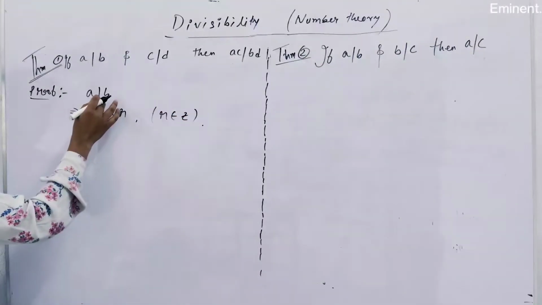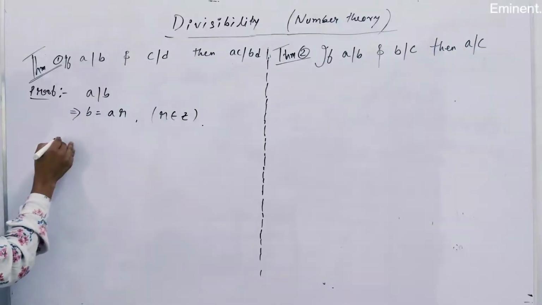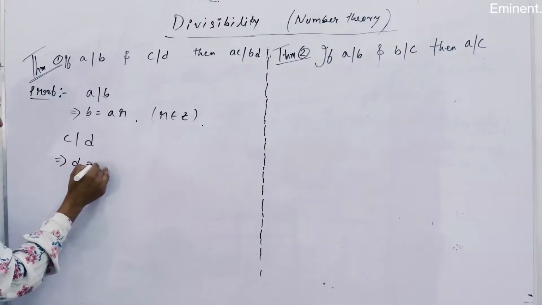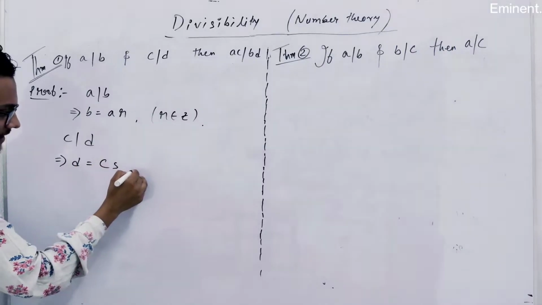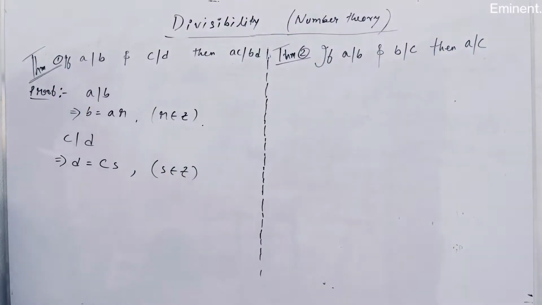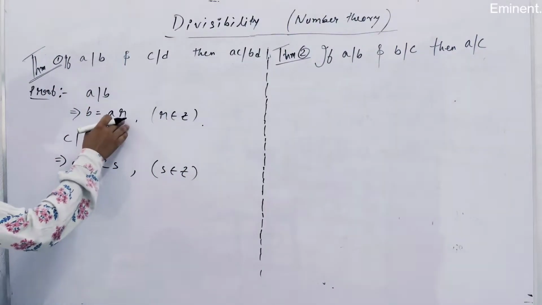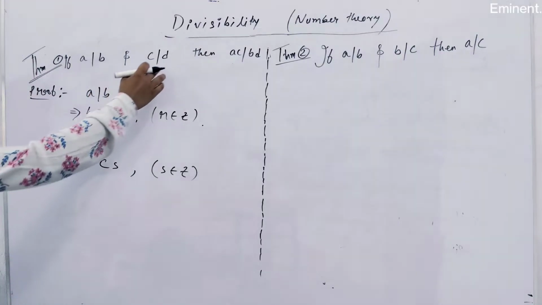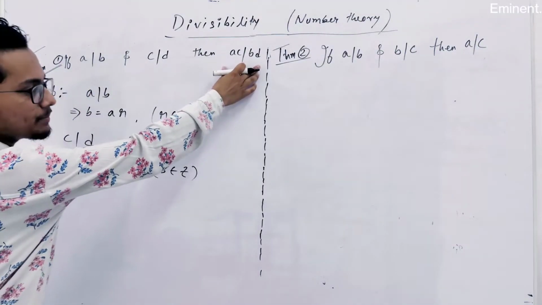Again it is given that C divides D. From here you can write D equals CS. S is an arbitrary integer, R is an arbitrary integer. Now we have to show that AC divides BD.